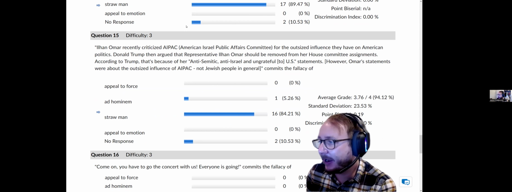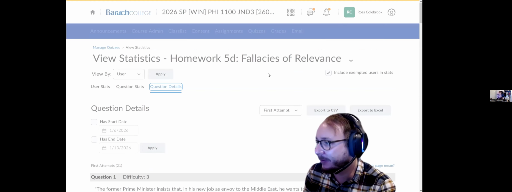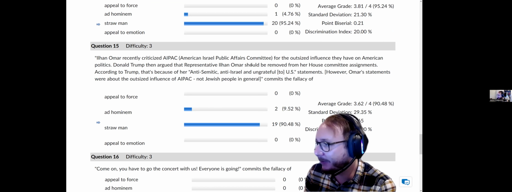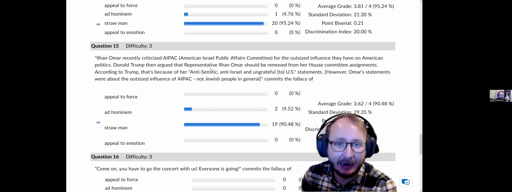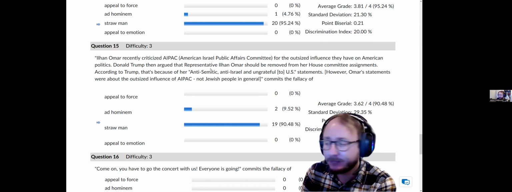15, this is a straw man. So notice that Trump is mischaracterizing what Ilhan Omar's views are. He's saying that her views are anti-Semitic and anti-Israel and ungrateful to the U.S. But given that this was a while ago, we have this little extra information, right? It's not actually true that her statements were about Jewish people in general. She was criticizing AIPAC in particular, this one group that gives money to politicians to support Israel, right?